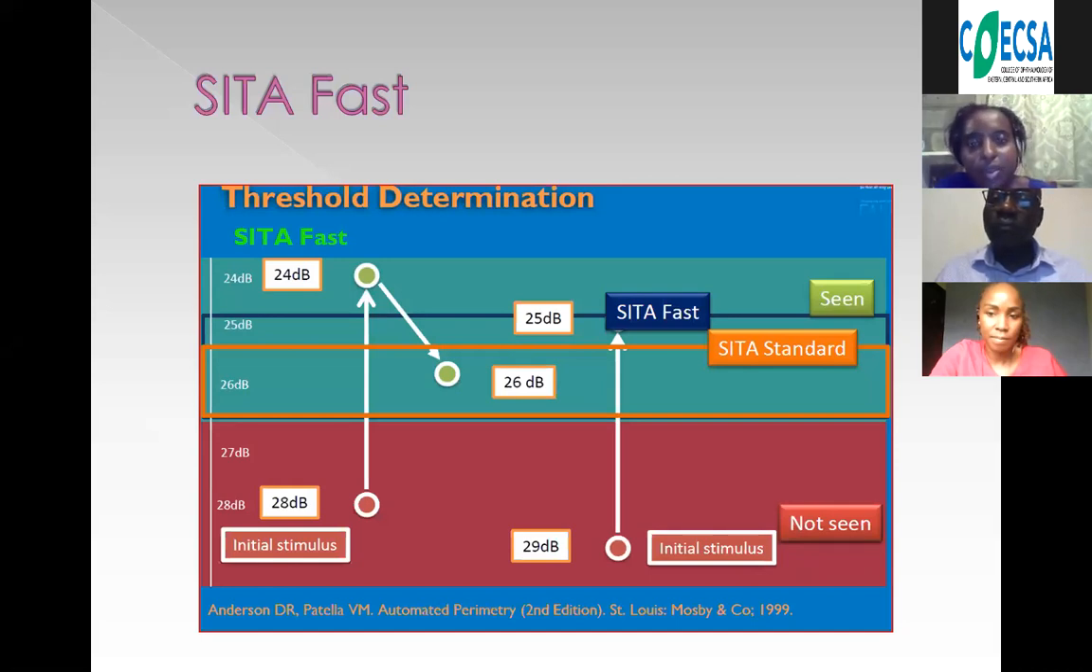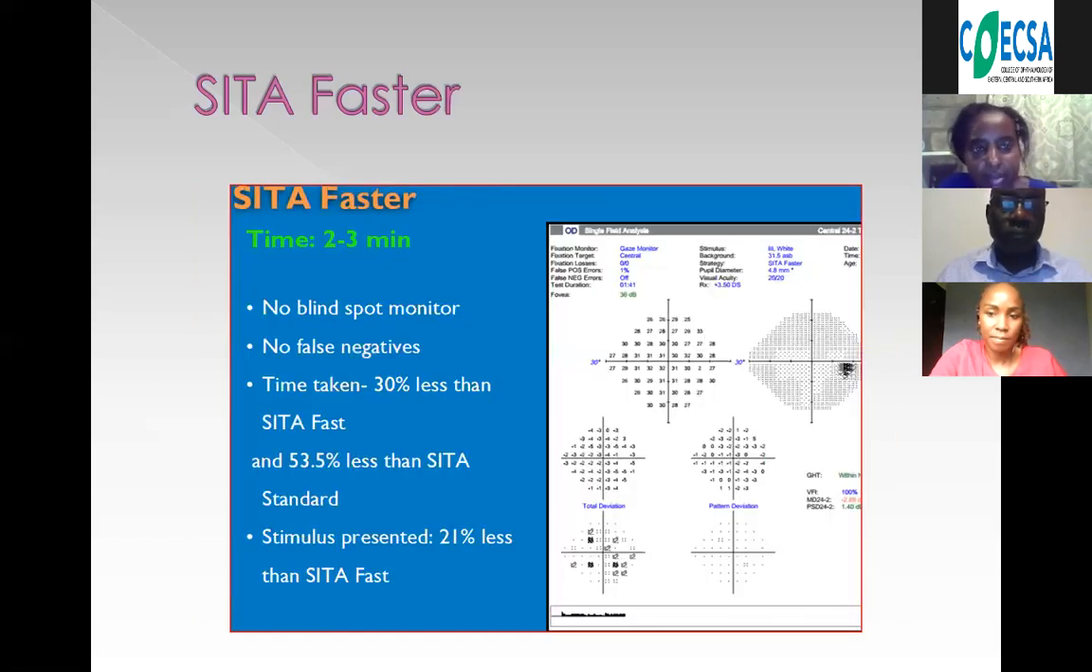But important to note is that once you do a patient on SITA fast, then all the subsequent fields must be SITA fast. It's not good to switch into standard. Then the SITA faster takes 30% less time than SITA fast and 53.5% less than SITA standard, and the stimuli are 21% less than SITA fast. So again, it's an improvement on SITA fast, and the time is really short, 2 to 3 minutes.